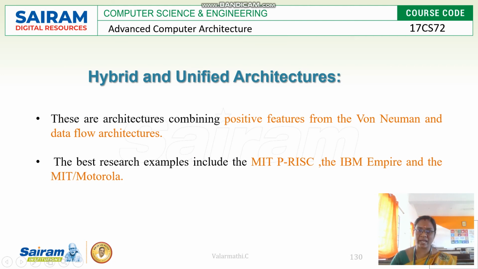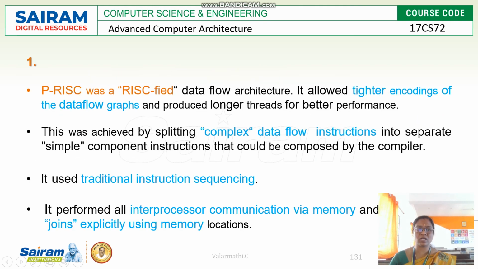So what is meant by hybrid? Hybrid is nothing but a combination, adding the best features from the existing ones, right? So these are the architectures combining the positive features from von Neumann and data flow architectures. The best research has been made, like MIT adding a RISC computer, and IBM Empire adding with the MIT Motorola company. So these are all the combinations.